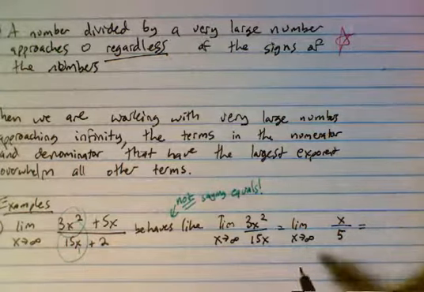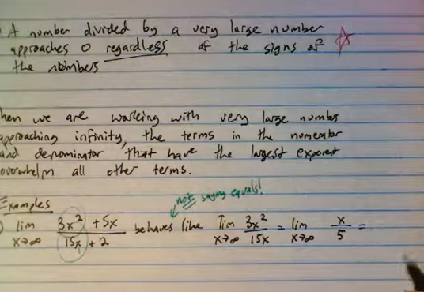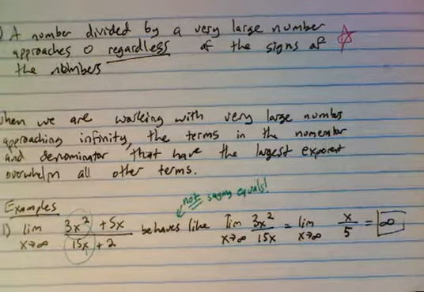So as x approaches infinity, it gets bigger and bigger and bigger. X divided by 5 continues to get bigger and bigger. It approaches infinity.